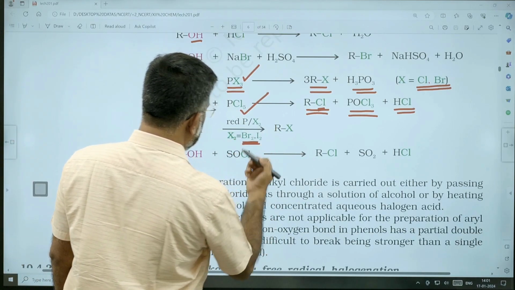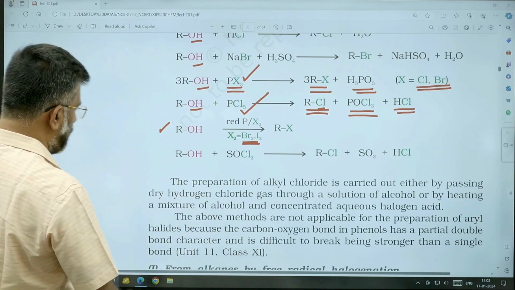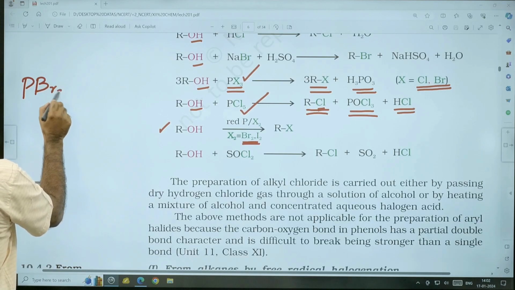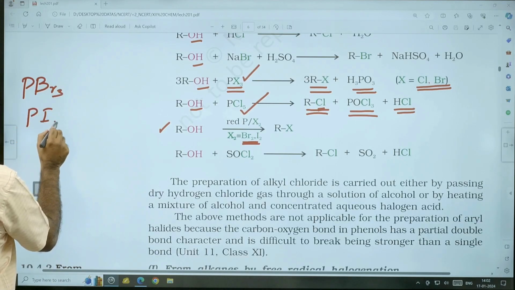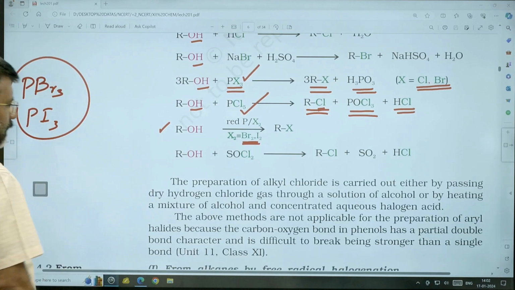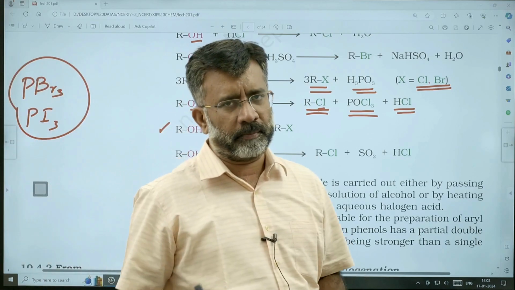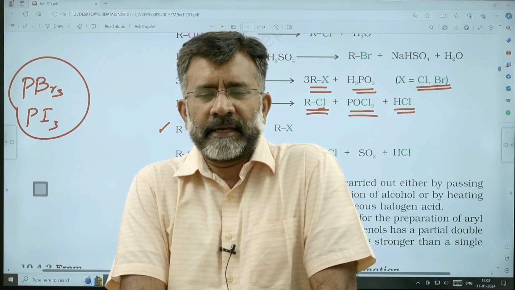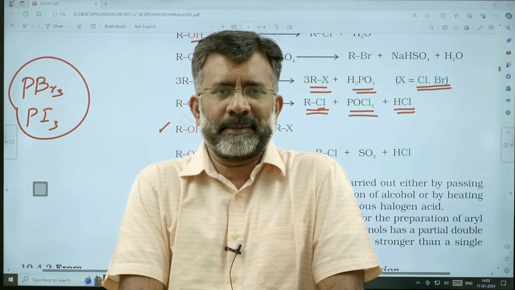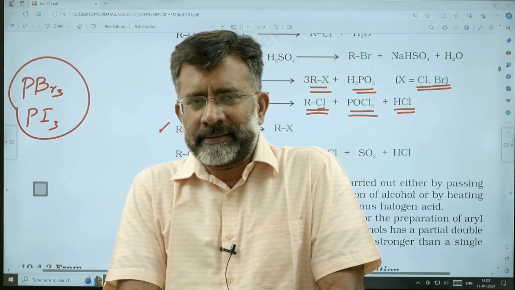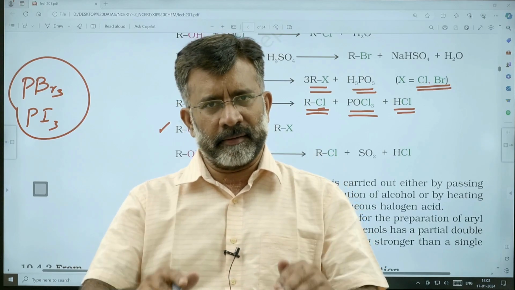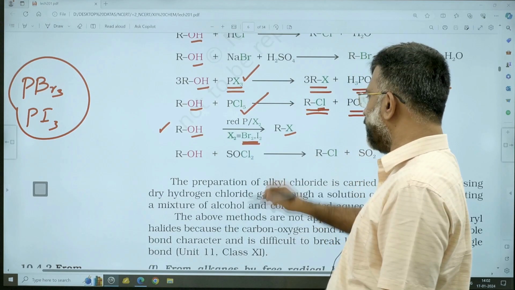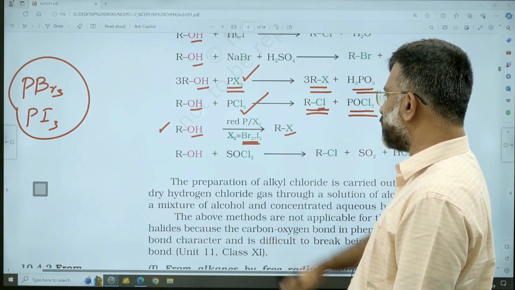Okay. Next one, again alcohol treated with red phosphorus and halogen. Here halogen means bromine or iodine. Please understand, PBr3, in fact PI3, is not that stable. They are produced in situ by mixing red phosphorus with the halogen. When you mix red phosphorus with the halogen, you get PBr3 or PI3 at the moment of the reaction, and they can replace the OH group with X. X means here bromine or iodine.